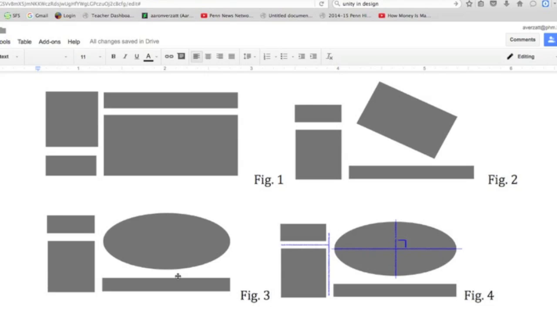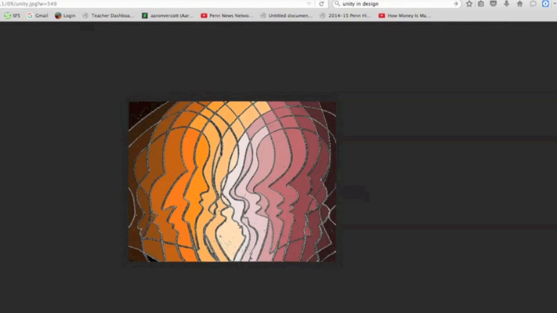Okay, but just like Emily said, variety is when you change things up to draw emphasis. All right, so very, very critical. And I'll show you guys an example of variety here. All right, first of all, let's talk unity. How is there unity in this image?